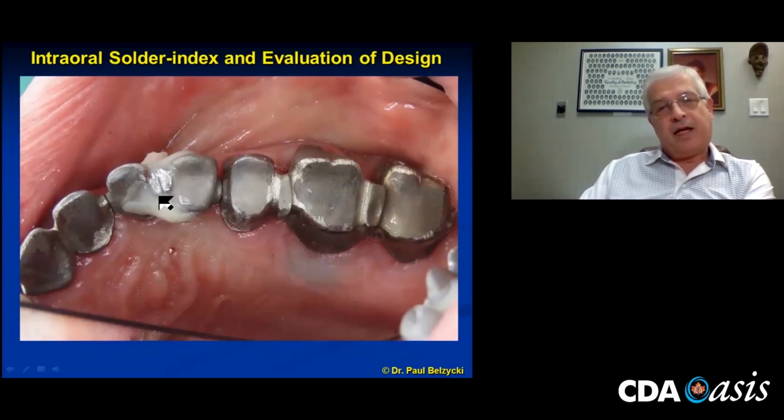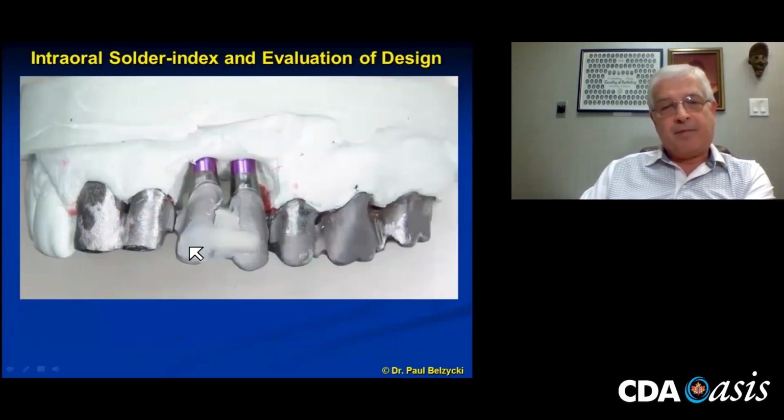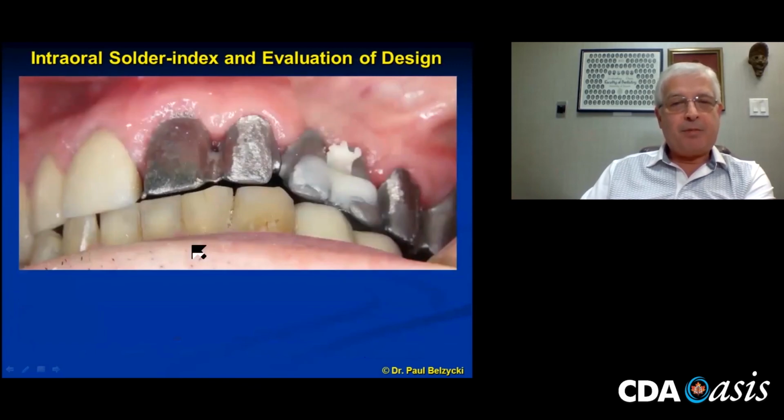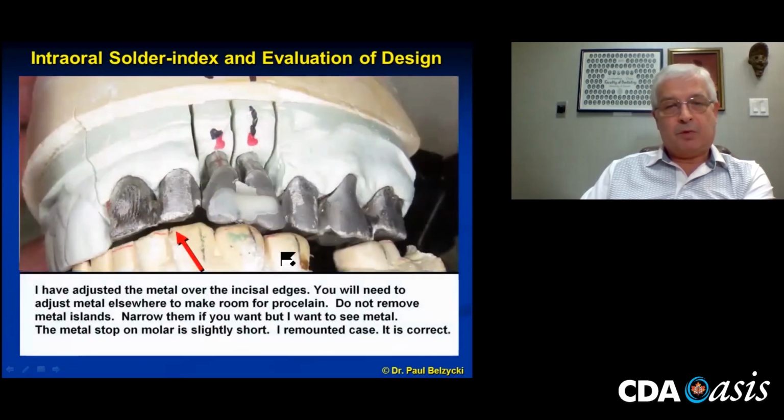Solder index and evaluation of the metal design. With no porcelain in place, I can see what was their concept at the lab. Did it match mine? And I could see that they had not yet reduced enough metal in this area, nor in this area. So it's very easy for me to come along, grind a little bit away, snap a picture, and send the lab this note.